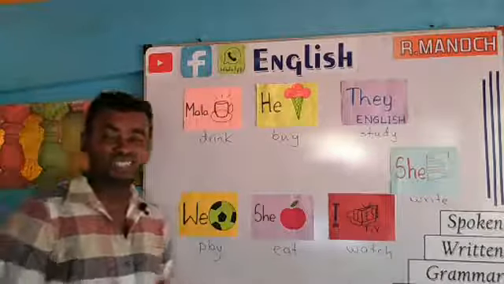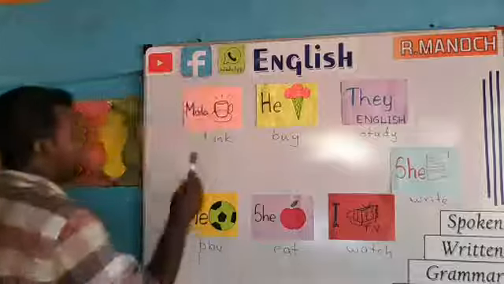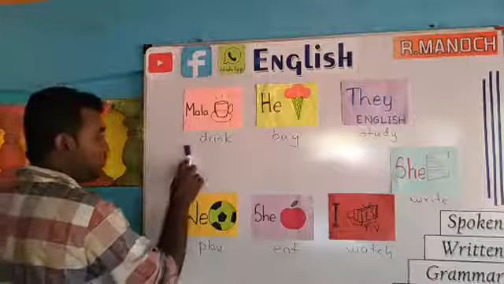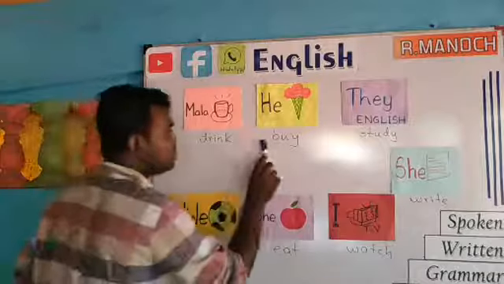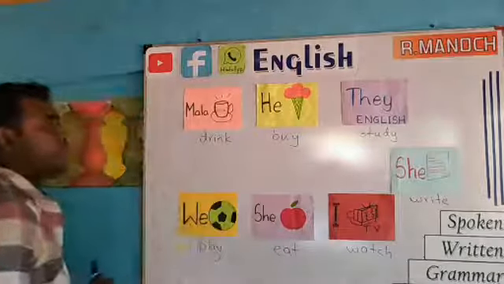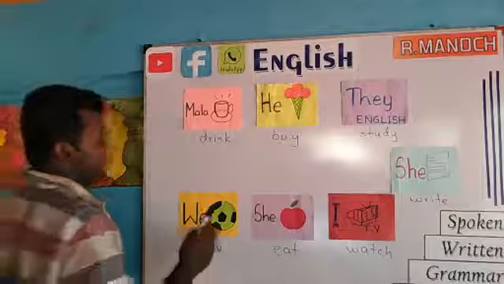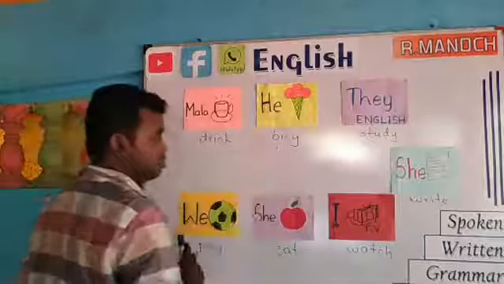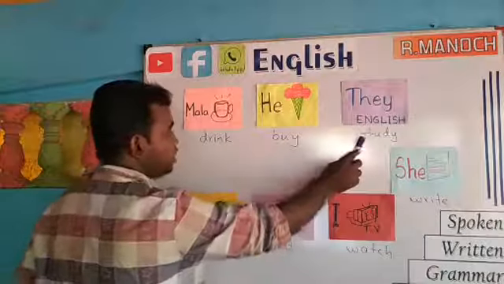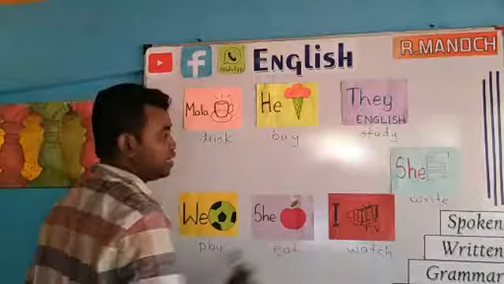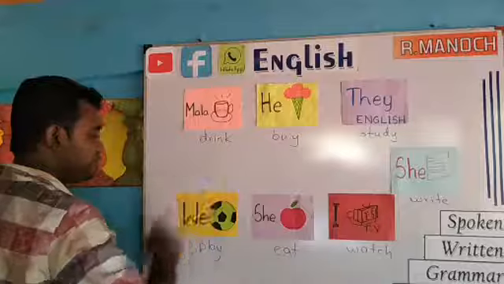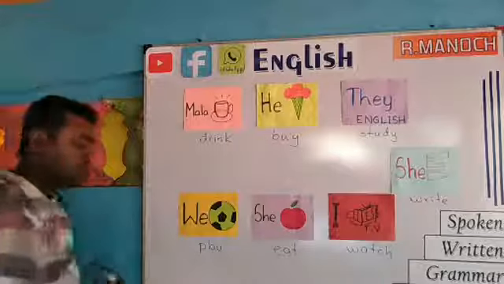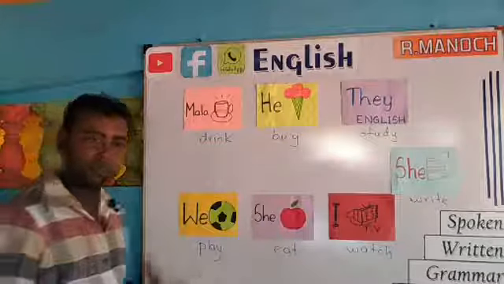Now, future continuous negative. Mala will not be drinking a cup of coffee. He will not be buying an ice cream, and they will not be studying English, and she will not be writing a letter. I will not be watching TV. She will not be eating an apple, and we will not be playing football.